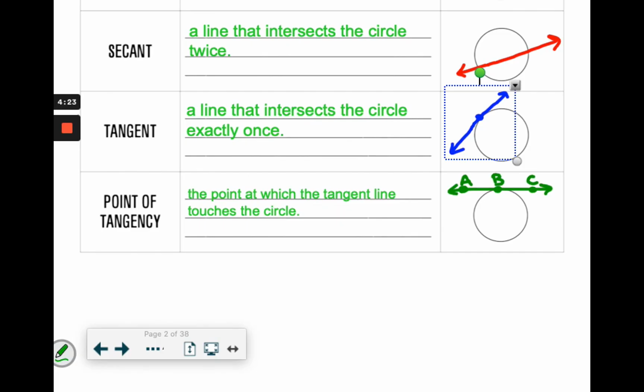Okay, B would be called the point of tangency because it is the point at which the tangent line touches the circle. Okay, so that's some vocab. We got a bunch more on the next page here yet. Okay, moving on. Make sure you have all those written down in your notes.